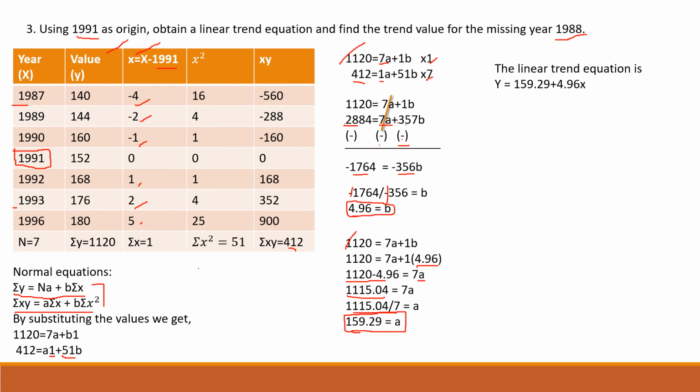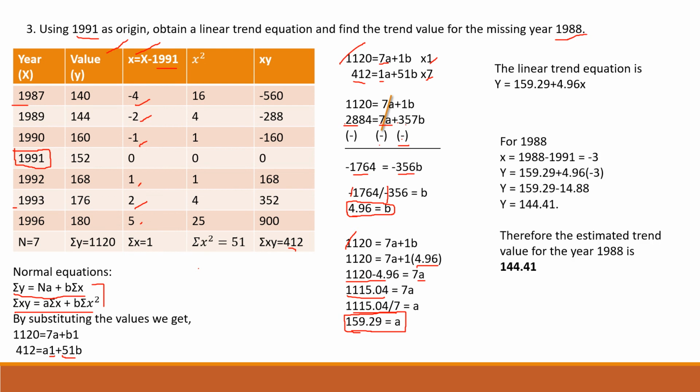Then we can form the equation. The linear trend equation for this problem is y equals a, which is 159.29, plus b, which is 4.96, times x. So we have to calculate the missing year value. For 1988, first we have to calculate x. 1988 minus the origin year 1991 equals minus 3. By solving that, we get y equals 144.41.